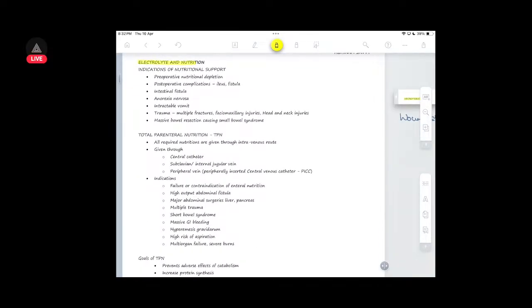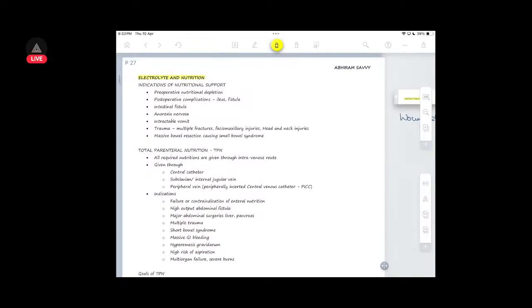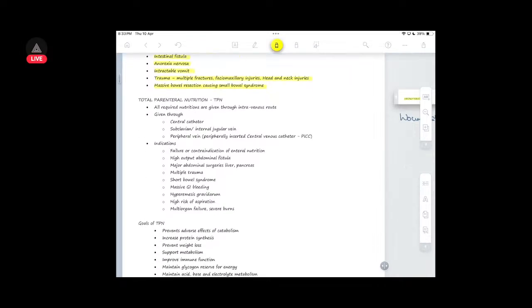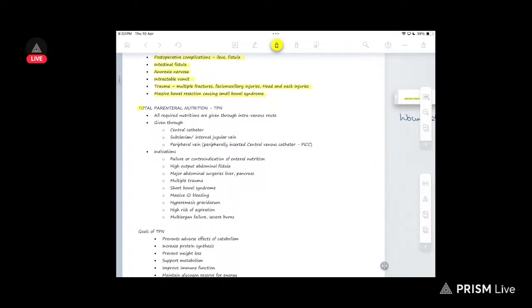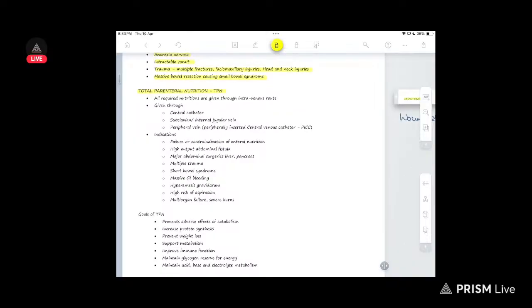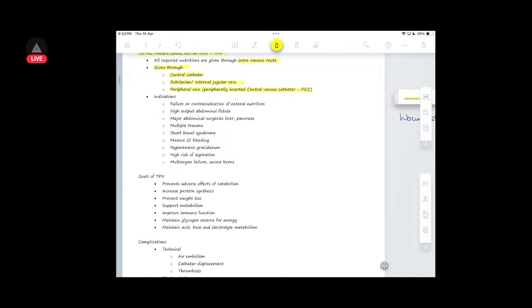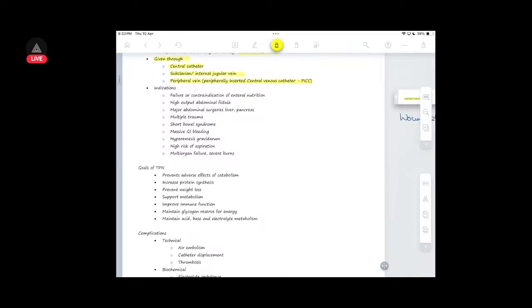Then you move on to electrolytes and nutrition. These are the indications of nutrition support: preoperative nutrition depletion, postoperative complications such as ileitis, ileus, and fistula, intestinal fistula, anorexia nervosa, intractable vomiting, trauma, multiple fractures, and massive bowel resection causing short bowel syndrome. All of them will require nutritional support in the form of total parenteral nutrition. All nutrients are given through the intravenous route, through a central catheter, subclavian or internal jugular vein, or a peripherally inserted central venous catheter.